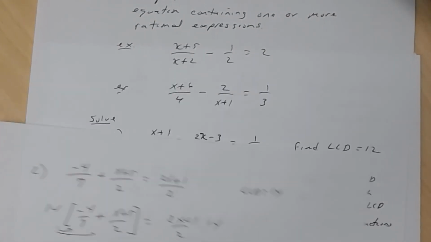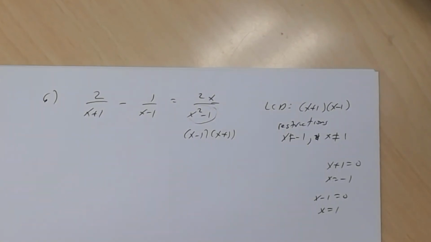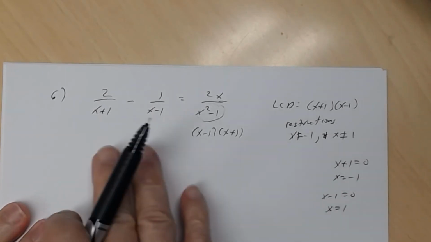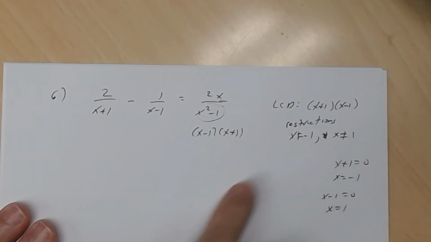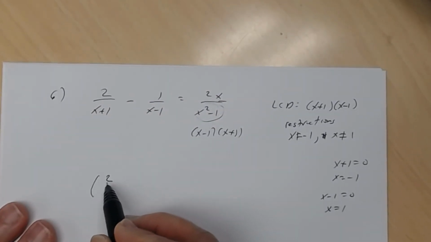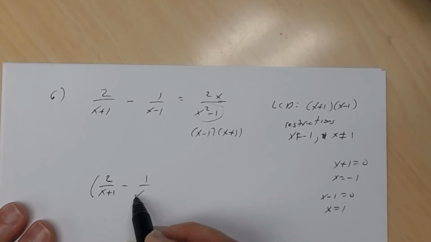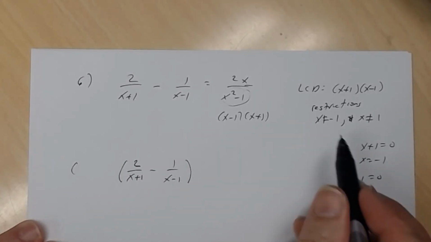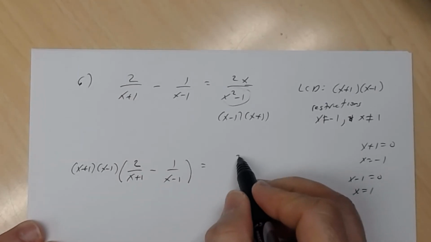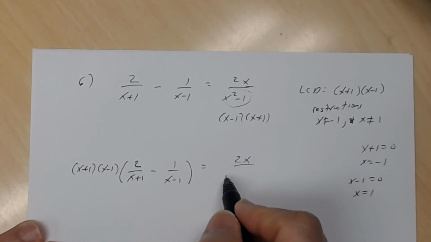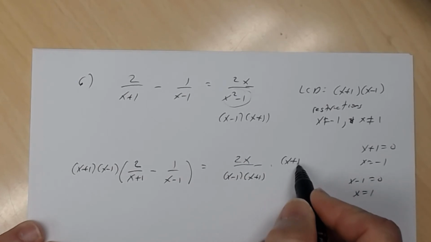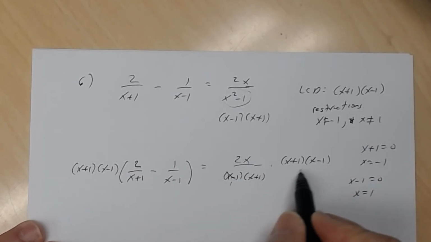All right, so let's look at the next one. This is number 6. I found my LCD, I found my restrictions. Now the next step is to multiply all parts by your LCD. So multiply both sides by the LCD. I'm going to put the left-hand side in parentheses, times the LCD, which is x plus 1 times x minus 1, equal 2x divided by x minus 1 times x plus 1. Leave it in factored form, because it makes it a lot easier: when you multiply by the LCD, you notice that these divide out right away.